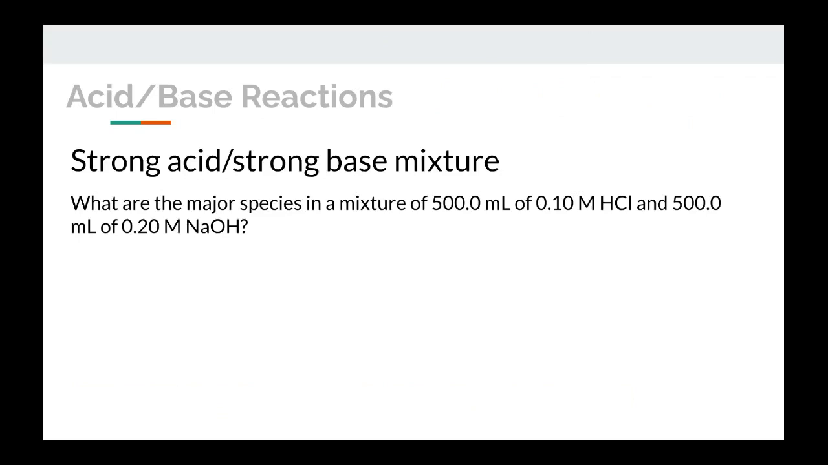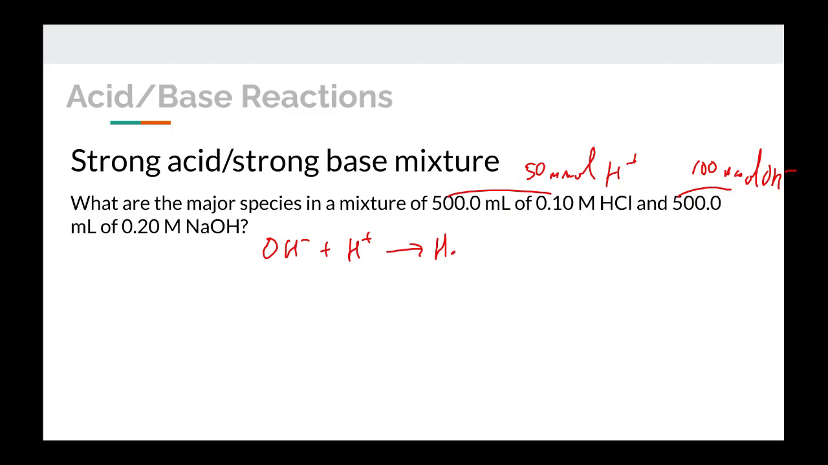So here we have 0.1 molar HCl and 0.2 molar NaOH, equal volumes of each one. So let's think about the non-spectators here. If we take 500 times 0.1, that gives us 50 millimoles of H+. And 500 milliliters of 0.2 molar, well, that's going to give us 100 millimoles of OH-. And the overall reaction, remember, is OH- and H+ giving us H2O.